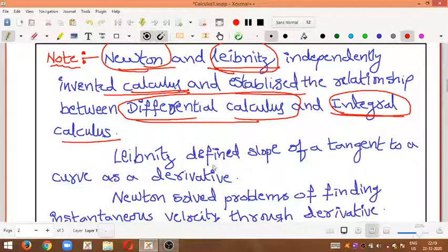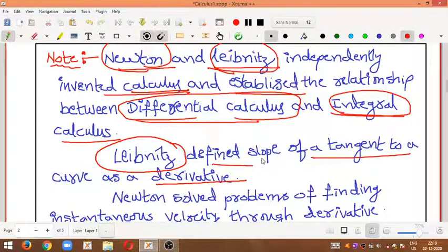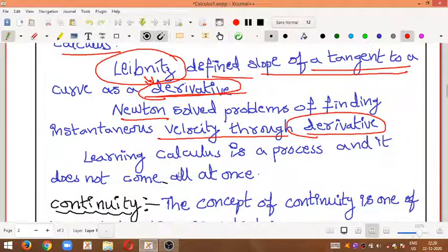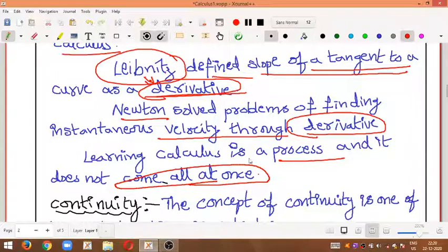According to Leibniz, the slope of a tangent to a curve is defined as a derivative. So Leibniz defined the derivative as the slope of a tangent to a curve. But Newton solved the problems of finding instantaneous velocity through the derivative. So learning calculus is a process and it does not come all at once. Why? Because this is a very huge chapter. So it does not come in 1 day, 2 days, 3 days or 1 hour, 2 hours. This is a continuous process.